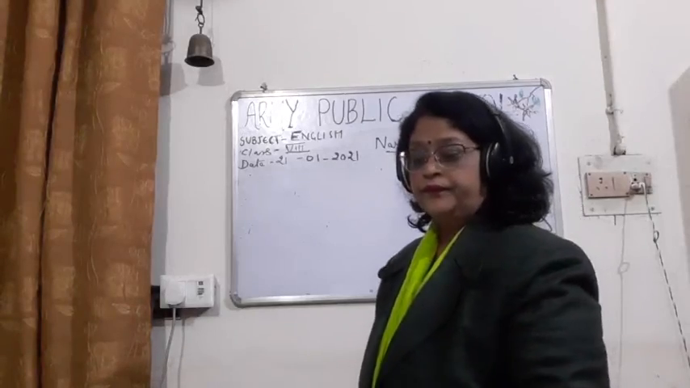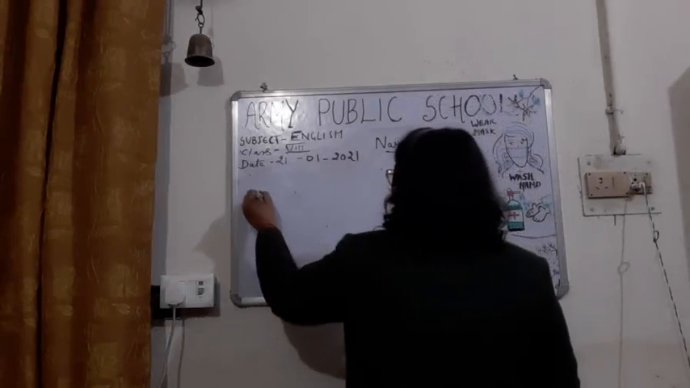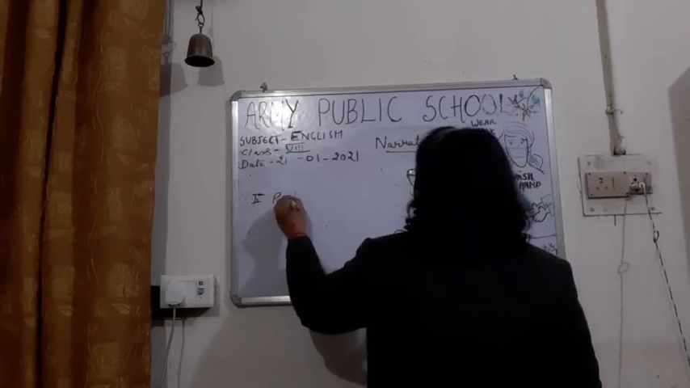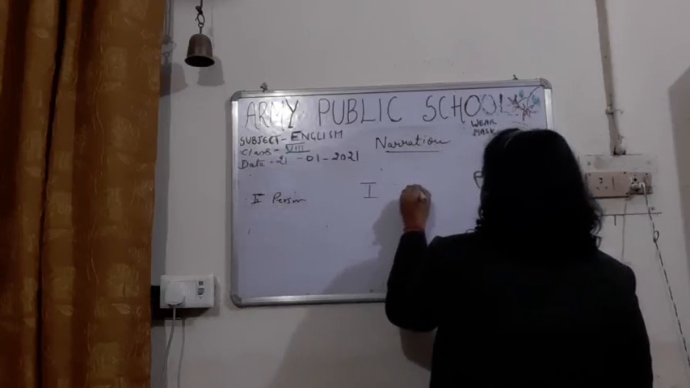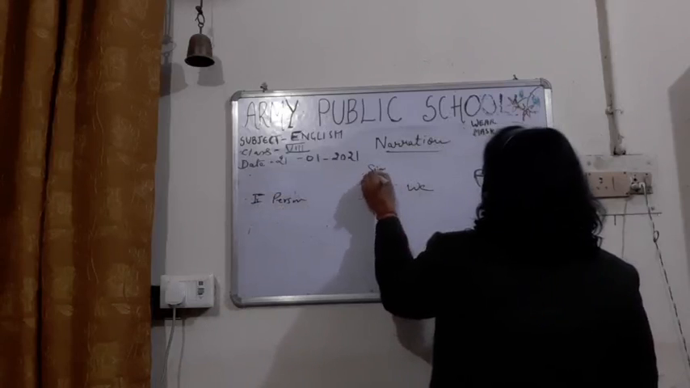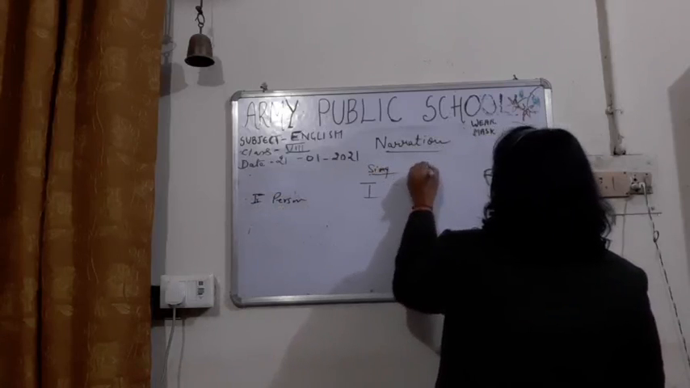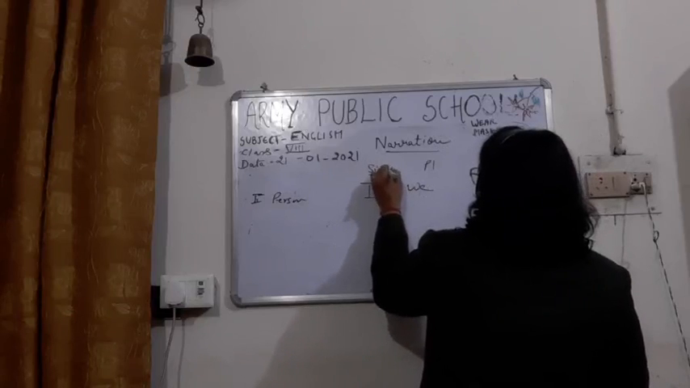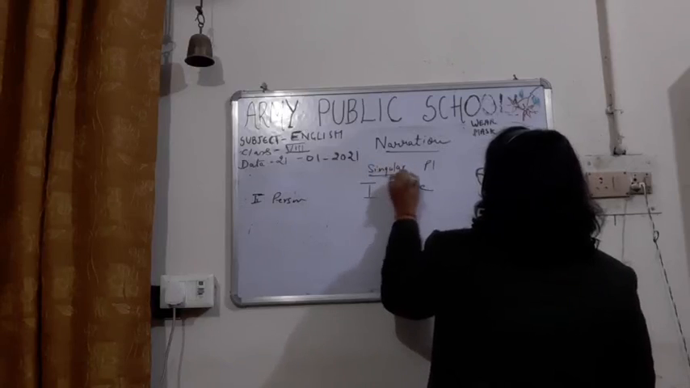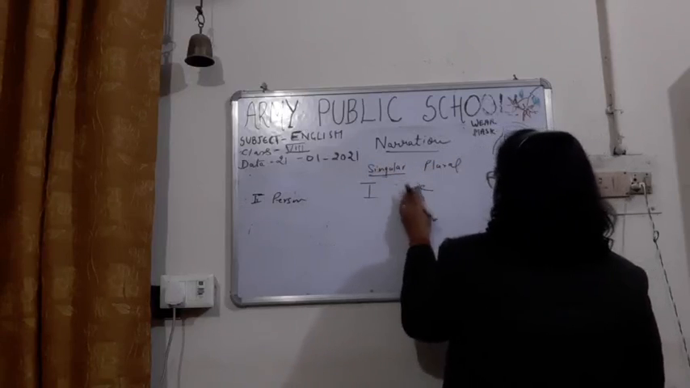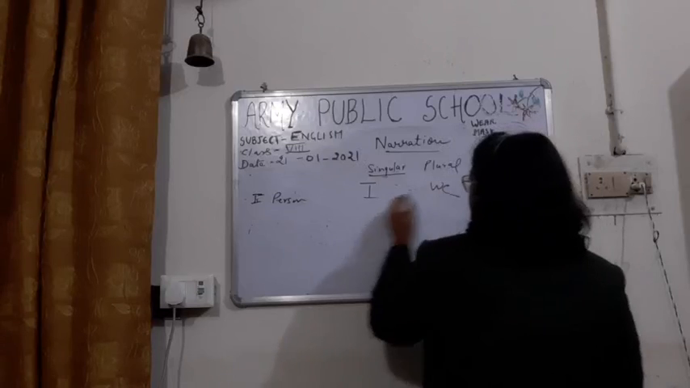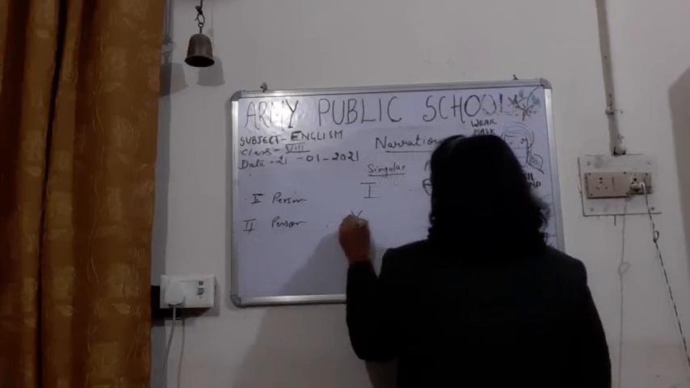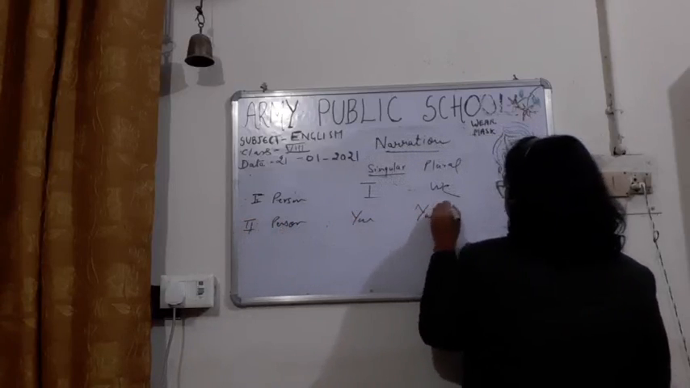Okay. Now, first person: I, we, singular, plural. I, we. Second person: you, oblique your.